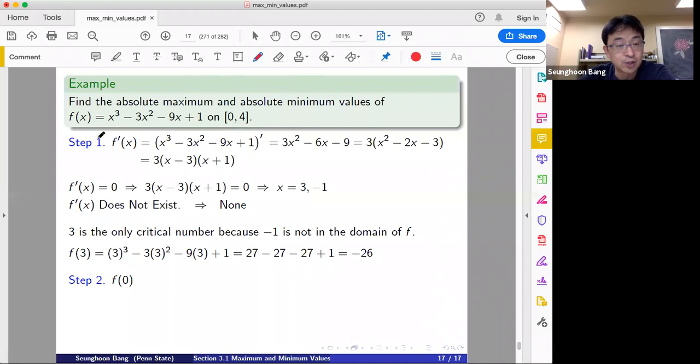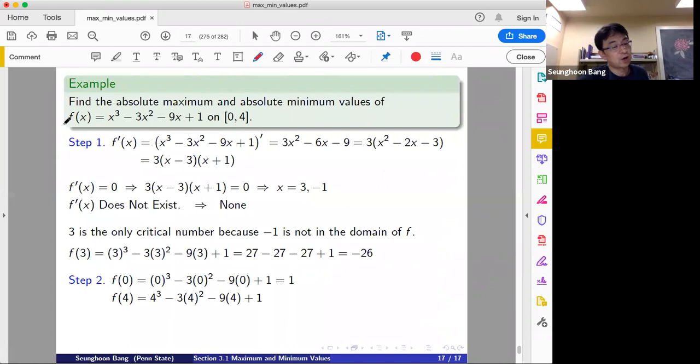Step 2, you need to find function values at the endpoints, 0 and 4. You can calculate f of 0. You plug 0 into x: 0 cubed minus 3 times 0 squared minus 9 times 0 plus 1 is just 1. You plug 4 into here: 4 cubed minus 3 times 4 squared minus 9 times 4 plus 1. 4 cubed is 64. 4 squared is 16, and 16 times 3 is 48. Then 64 minus 48 minus 36 plus 1. You have to simplify. We have negative 19.